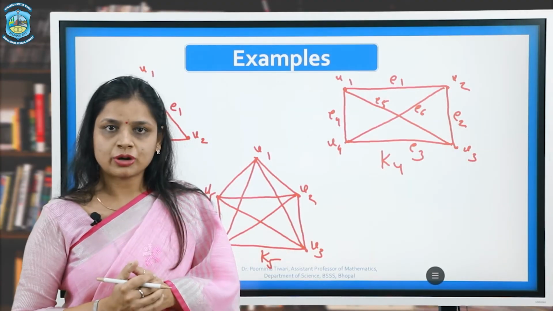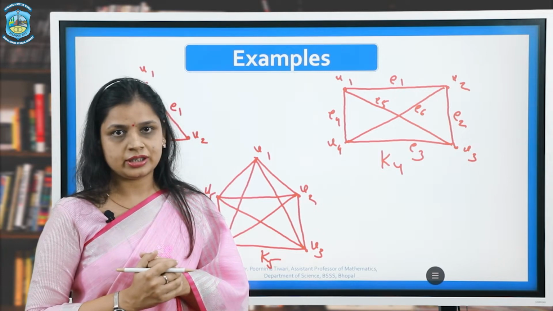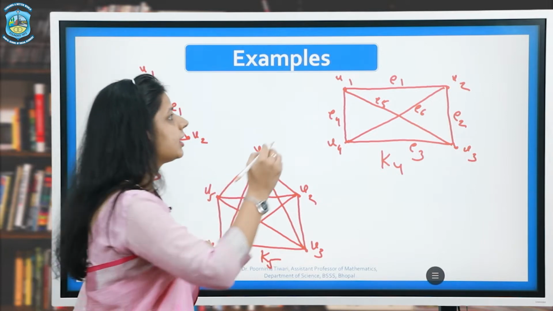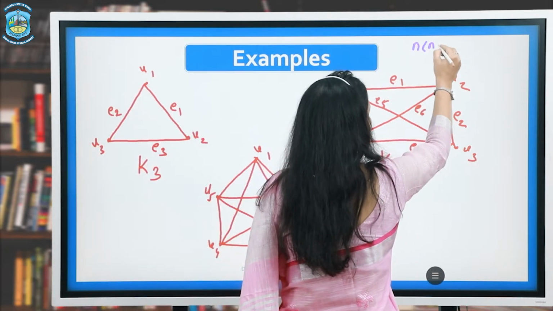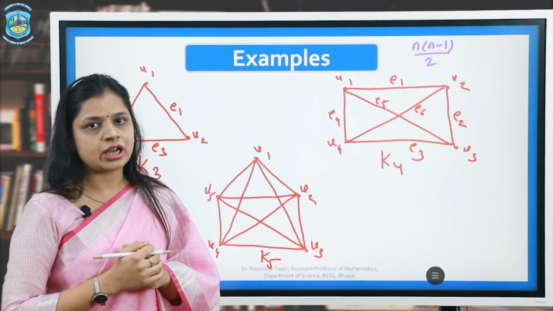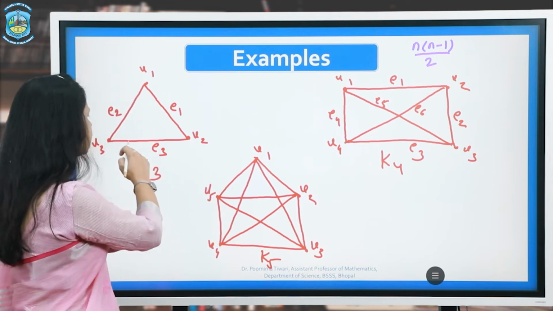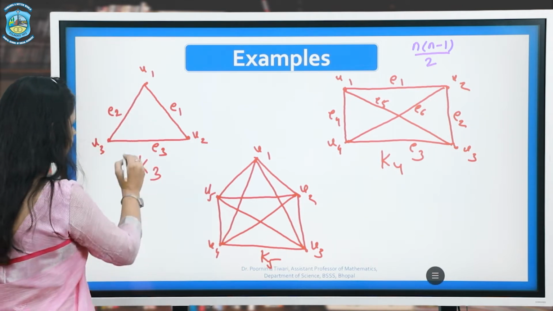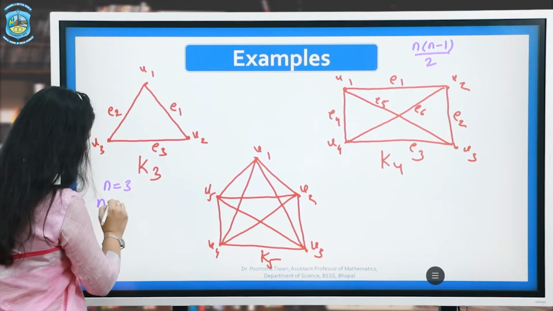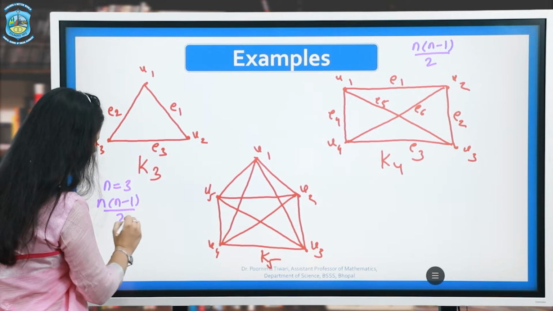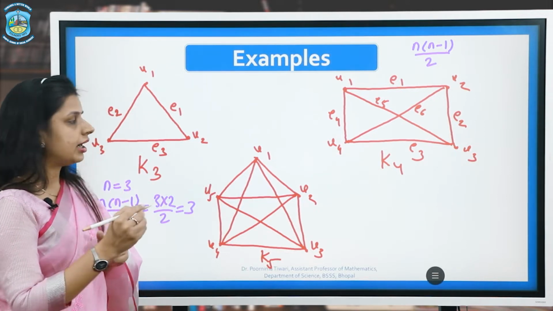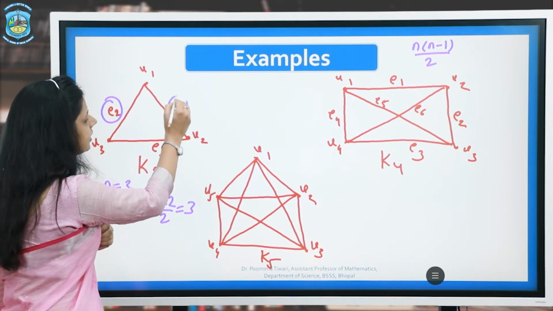Now we have 2 important observations regarding complete graphs. First, the complete graph of n vertices has n(n minus 1)/2 edges. That is, Kn has n(n minus 1)/2 edges. We may verify with the example. Here you can see for K3 the number of vertices is 3. If we calculate this term, n(n minus 1)/2, we get 3 into 2 by 2, so we get 3. And we can verify there are 3 edges in K3.